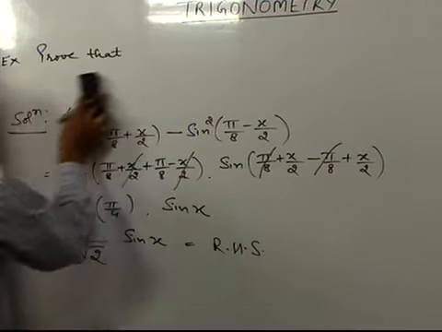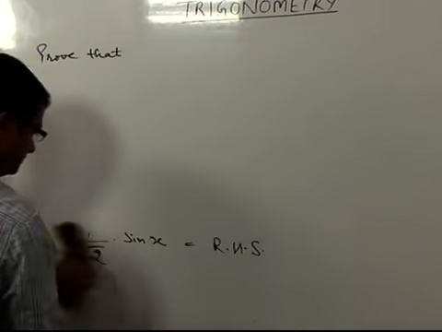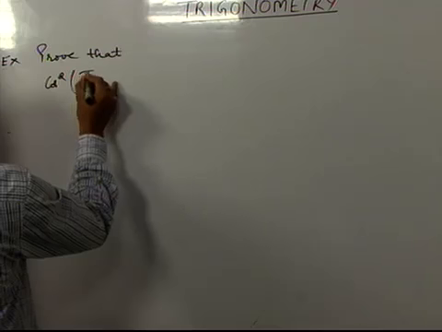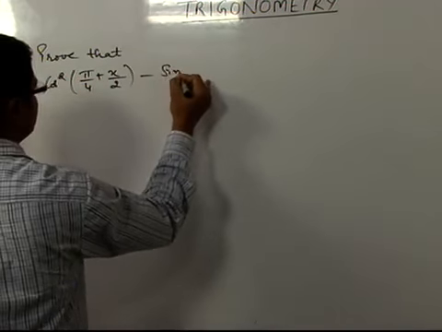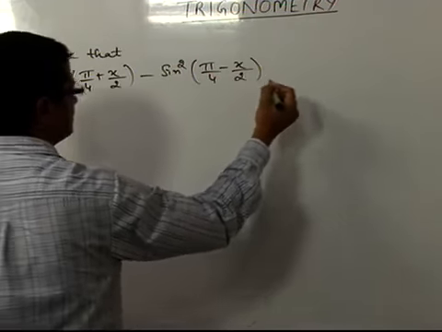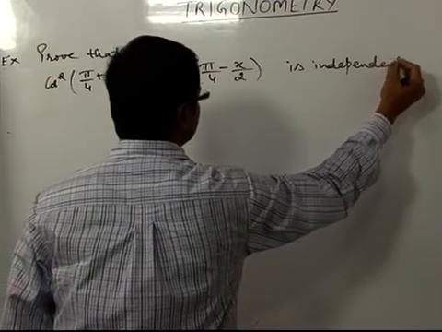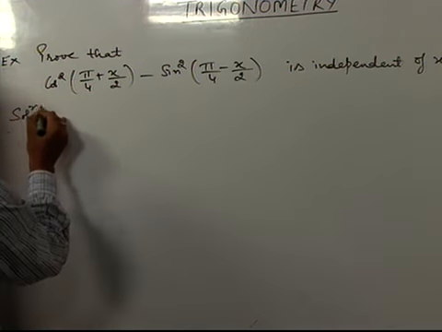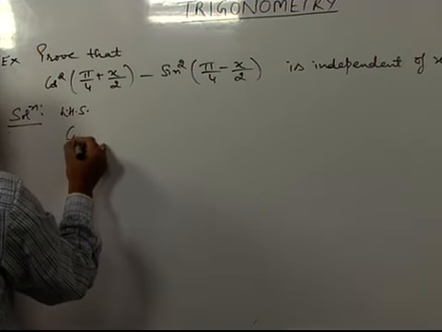Next example is: prove that cos square pi by 4 plus x by 2 minus sin square pi by 4 minus x by 2 is independent of x. Solution is by taking left hand side.